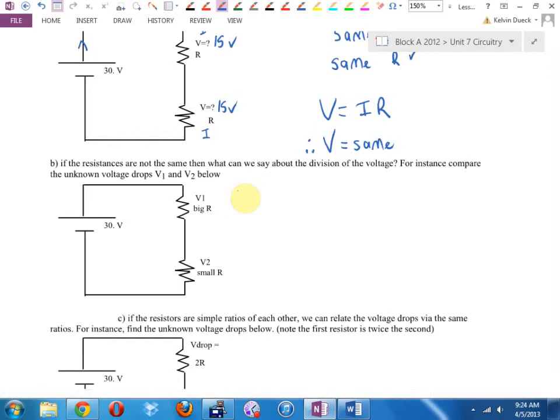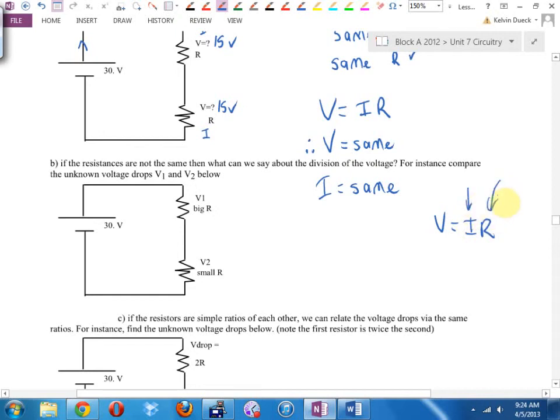If the resistances are not the same, then what can we say about the division of voltage? Well, again, it's the same current for all of them because the skiers go through all of them. Yes? Okay. So if V equals I times R and I is the same, if you have a big resistance, what would happen to your voltage answer? Bigger. If you have a small resistance, because I is the same, what would happen to your voltage answer?